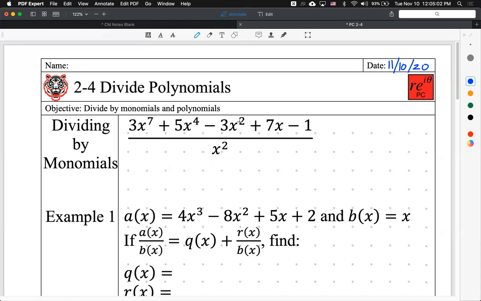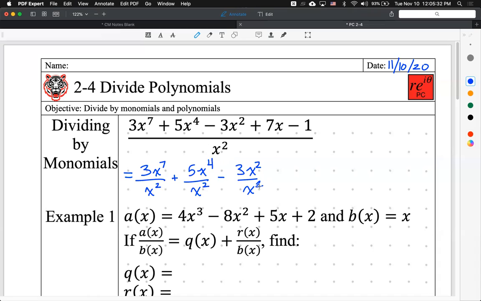By the way, once you get to the same degree, then you can just stop. So this is going to be equal to, and you can all follow with me, 3x to the power of 7 over x squared plus 5x to the power of 4 over x squared minus 3x squared over x squared. And notice that I've now hit the same degree. I have an x squared over an x squared. Once that happens, or once you can't divide evenly anymore, then I'm just going to write the rest as a remainder.